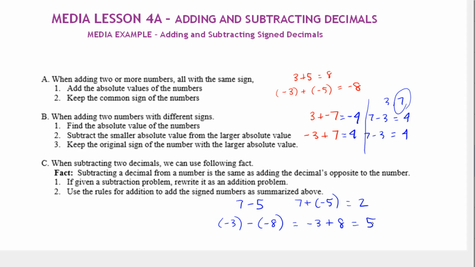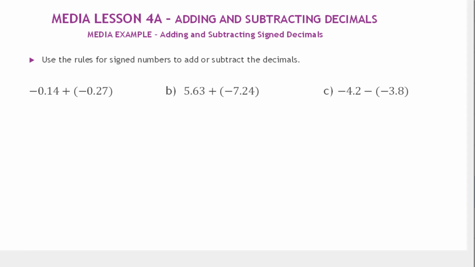So that's just a quick review of what we're going to do based on integers, but now we're going to use these ideas with decimals. So let's look at a few problems. Use the rules for signed numbers to add or subtract the decimals. So let's look at our first problem. Here I'm going to write the rules that we're using underneath it before we do the process. And you don't need to do this, but it's good to do it first just so you can remember why you're doing what you're doing, and so you don't just start using the rules quickly and using them incorrectly.